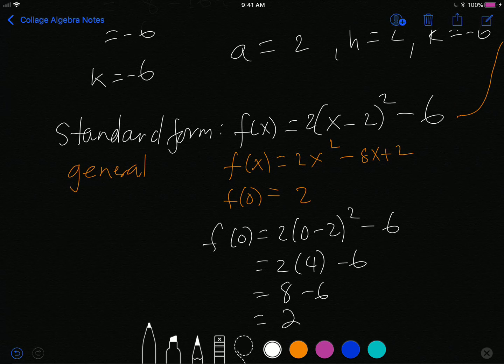Doesn't matter what number I plug in. If I plug in the same number, I get the same answer. They're the same equation, they're just expressed differently.